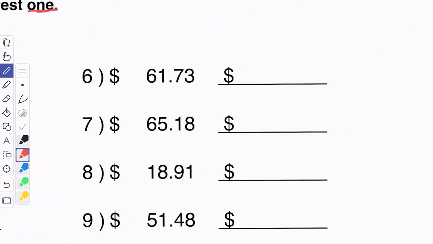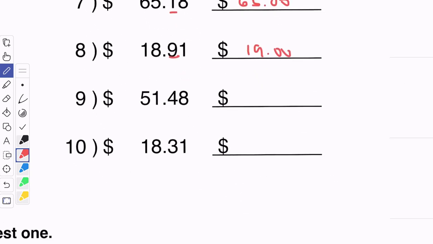Somebody gives me $61.73. I just say it's $62 because it's a 7. It's a 1, so we're gonna round down. It's a 9, so we're going to round up. 4, so we're going to round down. And a 3, so we're going to round down.